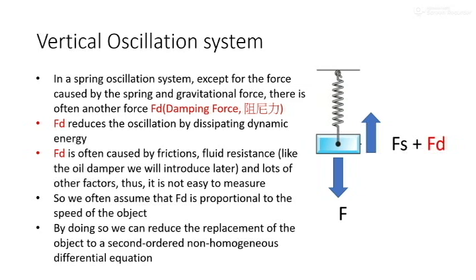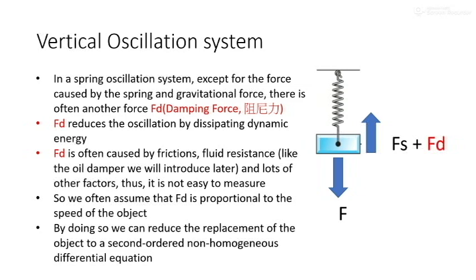And because it's so uneasy to measure, we often assume that Fd is proportional to the speed of the object, but in the opposite direction. Meaning that if the object is moving downwards, the damping force will be acting upwards. And if the object is moving upwards, the damping force will be acting downwards. Thus, the damping force is always dissipating the energy of the object, thus making its oscillation less and less.